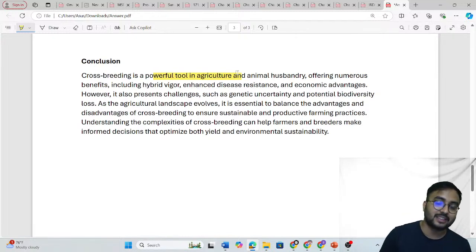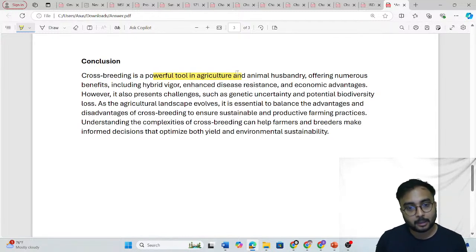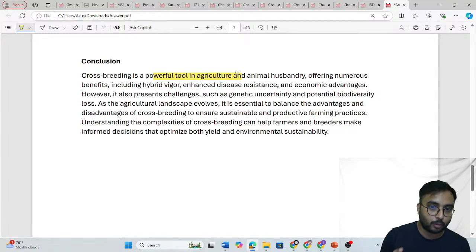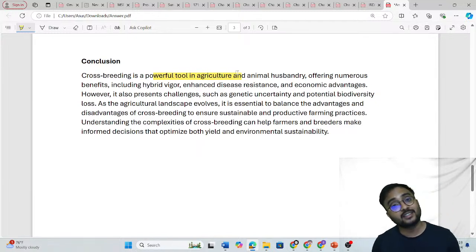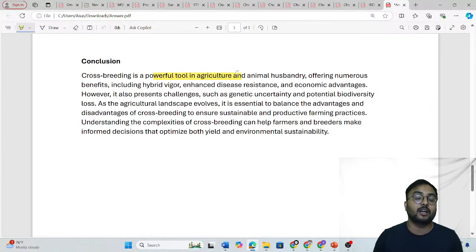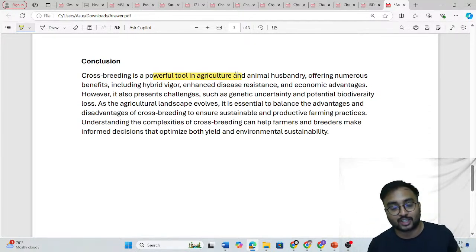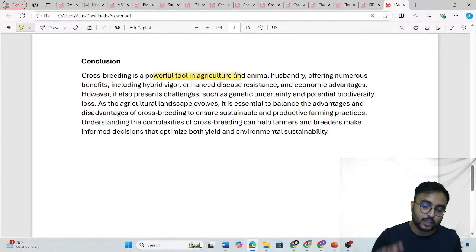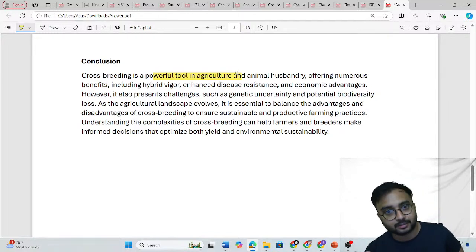Remember that complexities of crossbreeding are there, but at the same time, if informed decisions are made, if the crossing is done between indigenous cows and your exotic cows, that is between Jersey and your indigenous cattle, then definitely it can bring more varieties and it will also give a chance that the genetic makeup of the indigenous cows is not lost. In this way, you can write a futuristic answer.